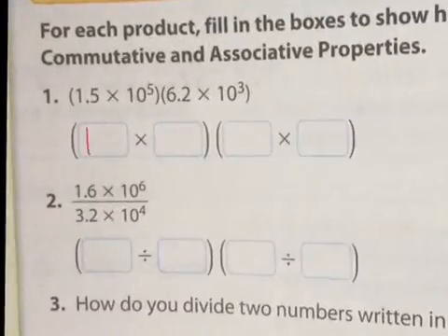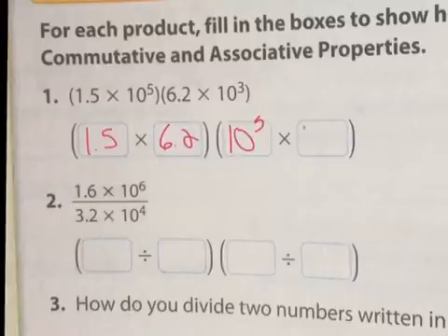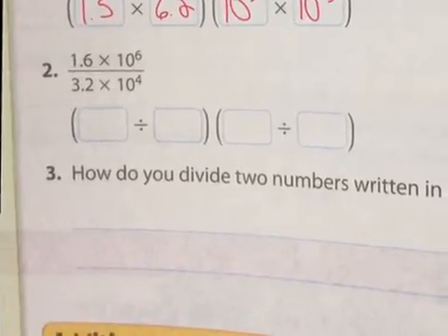And we have 1.5 times 6.2, and 10 to the power of 5 times 10 to the power of 3. Okay, and when I actually, there it is, that's done. Now let's do number 2. For number 2, we actually have to solve.